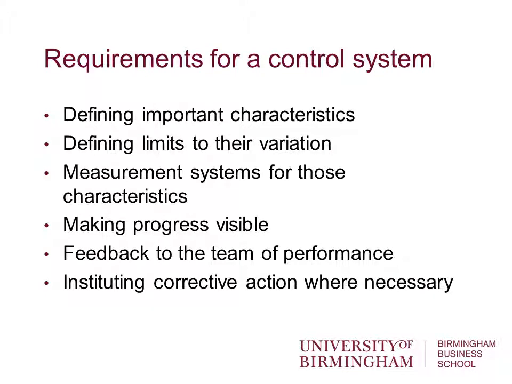Okay, finally, a little bit about what we need for a control system. So we need to define the important characteristics, what's important. We need to work out what's acceptable in terms of variation. We need to have some sort of measurement system in place. We need to make progress visible. Might think about visible to whom. Do you want the customer to know how the project's going? Do you want the client to know? The end users to know? Other stakeholders to know? Maybe we are transparent about what's going on in the project. Maybe the project manager chooses to conceal what's going on. Often it does happen.